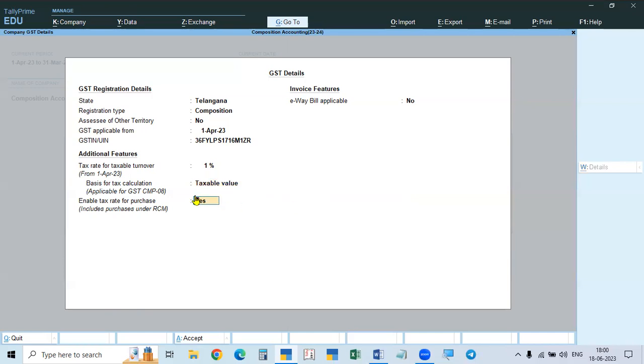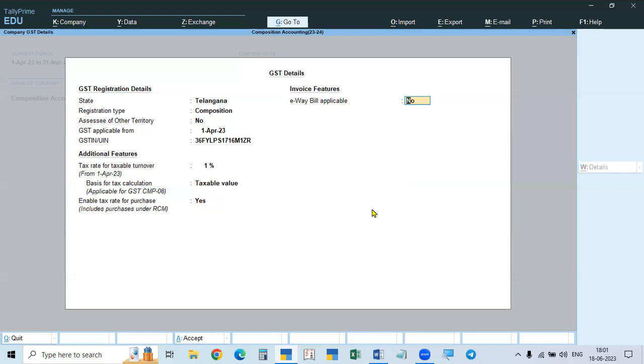And after that, I told you already, when they are purchasing, the tax we have to pay to them. If there is tax in the invoice, in the case of a registered dealer, the supplier is a registered dealer, they will charge tax. So the tax also we will pay to them, but it is not treated as tax recoverable from the government. It will be treated as expenditure, and it is to be added to the purchases. That is given here: enable tax rate for purchase. So the tax rate which you pay is to be added to the purchases. So we will give yes.